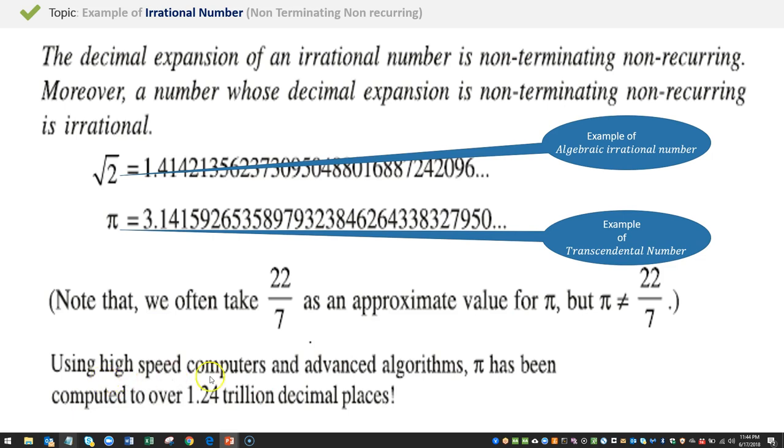Also, when we try to calculate the value of pi using a very high speed computer with an advanced algorithm, we computed the value of pi to over 1.24 trillion decimal places, and it was still not stopping.